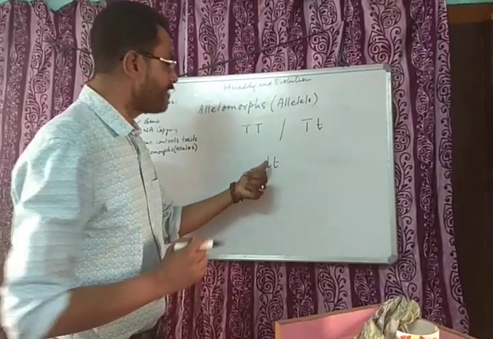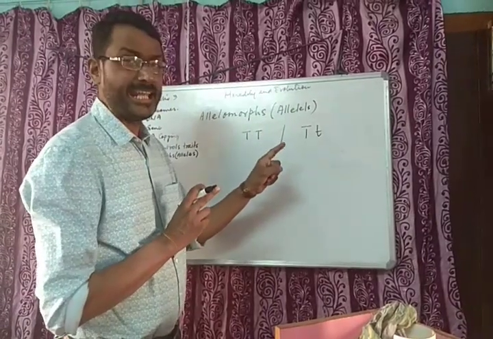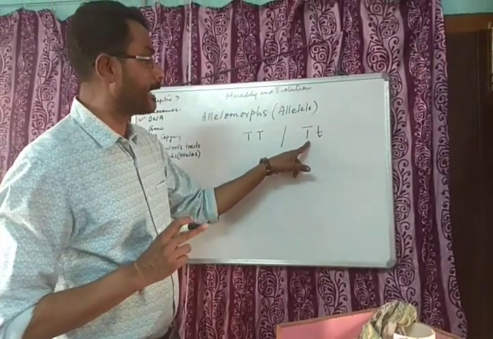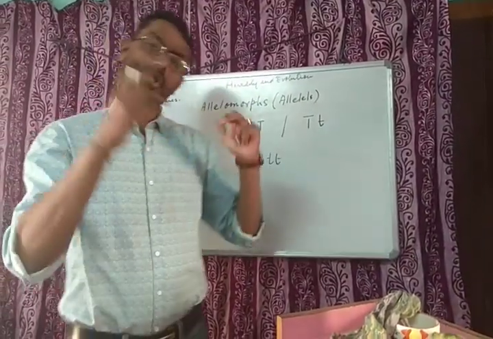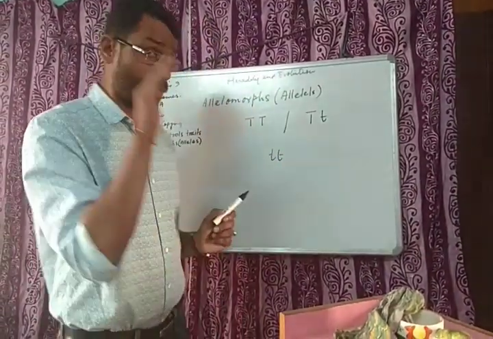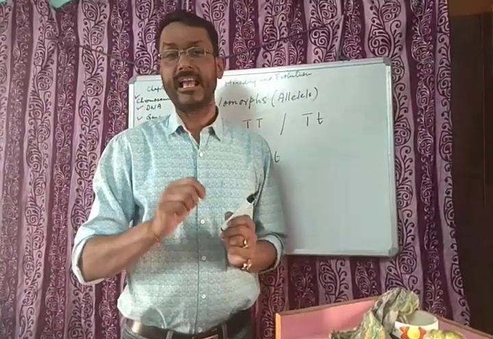Suppose dwarf. Dwarf doesn't have capital T in it. If there is capital T, it will be tall. Capital T with small t will be tall. Capital T will also be tall. So, dwarf always has small t. That is allelic pair. Alleles.